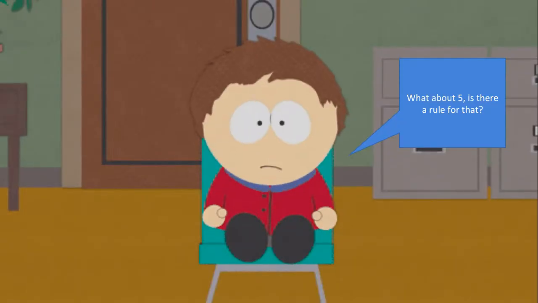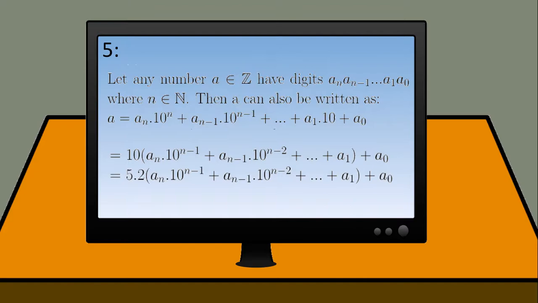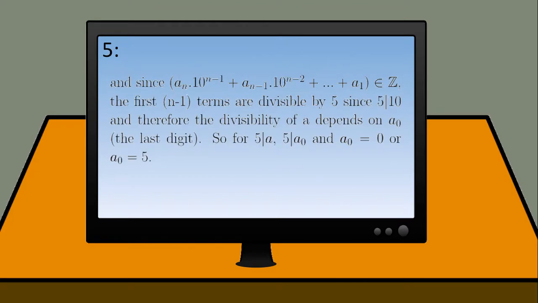What about 5? Is there a rule for that? A number is divisible by 5 if the last digit is either 5 or 0. Let a be an integer with digits in the form shown on the screen. We can rewrite a in the form shown, which is equal to the expression on screen. And then we can deduce that since 5 is a factor of 10, the divisibility of a depends on the final digit as shown on the screen.